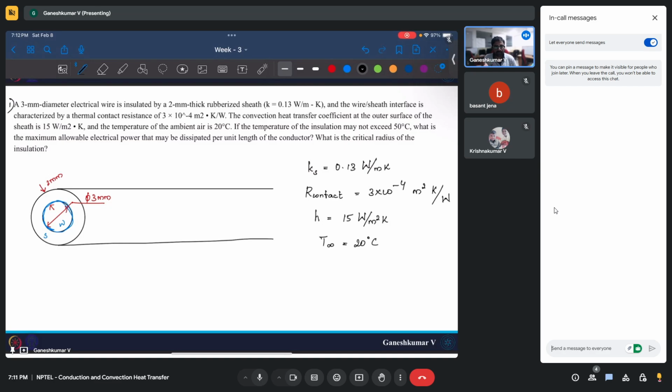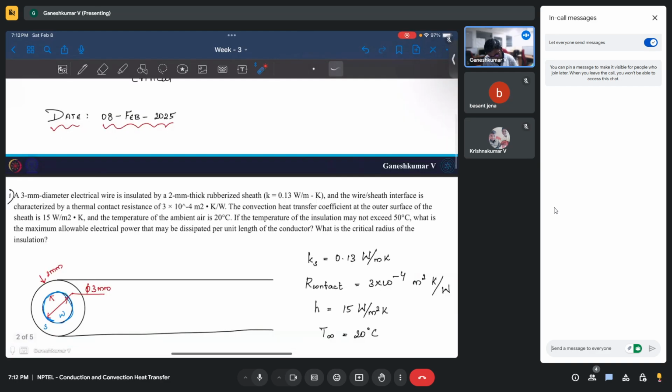which means the temperature inside the sheath, the rubberized sheath, should not exceed 50 degrees Celsius. Okay, if that is the upper limit you are imposing, then what would be the power or the current that this wire can carry is what you have to find out. So in this case we have asked power, which means what is the maximum heat generated or heat transfer that we can have across the sheath. Okay, that is one thing. And the second thing is they are also asking the critical radius of this insulation.